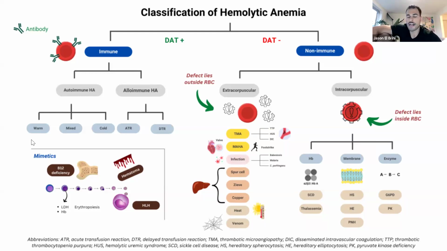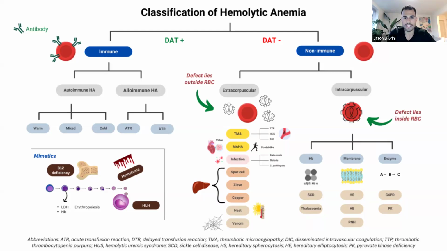Warm can be caused by, again, lympho or myeloproliferative disorders, but also blood-related transfusion disorders. And then looking at the DAT negative, you can divide it as extracorpuscular, which means it's happening outside of the cell, or intracorpuscular, which is telling you there's something wrong with the cell itself. So intracorpuscular can be a HB problem, such as thalassemia. It can be a membrane problem, such as hereditary spherocytosis, ellipsocytosis, or paroxysmal nocturnal hemoglobinuria, or it can be an enzyme issue, such as G6PD deficiency, which is the most common, or pyruvate kinase deficiency.